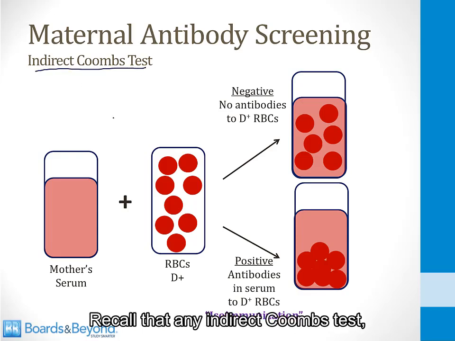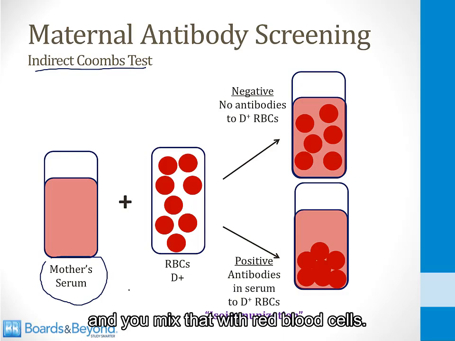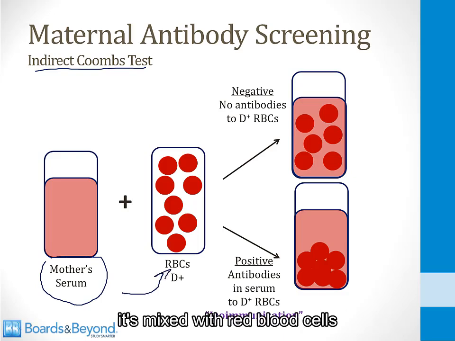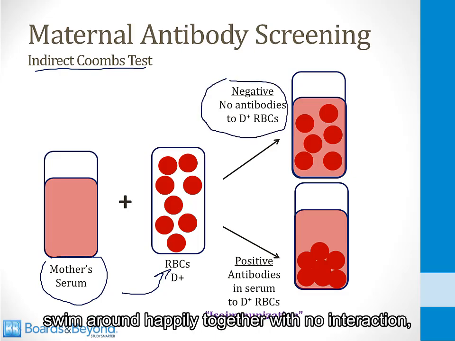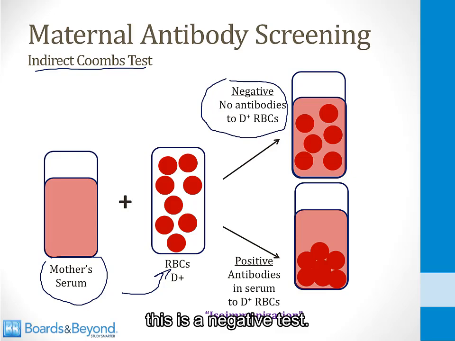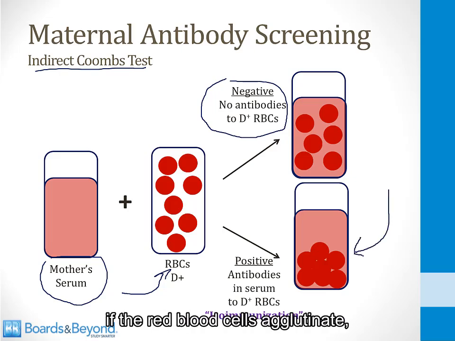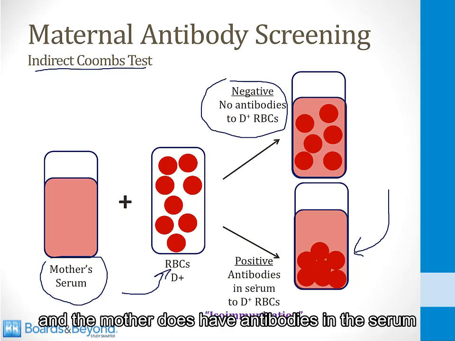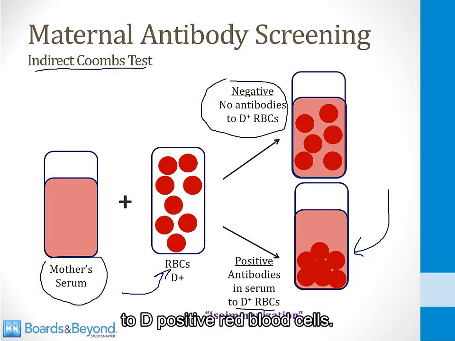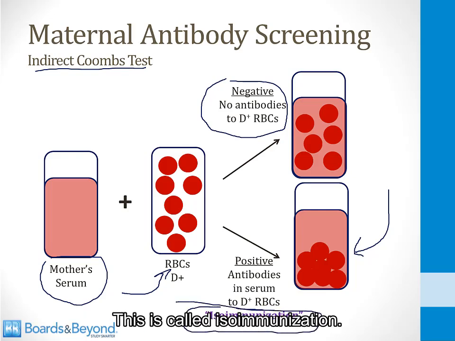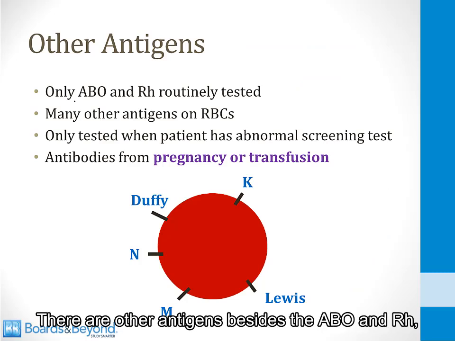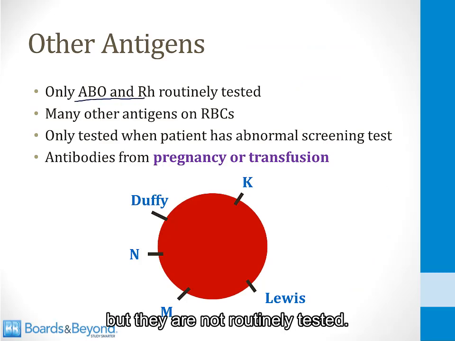Recall that in the indirect Coombs test, you begin with the patient's serum, in this case the mother's serum, and you mix that with red blood cells, and in this case it's mixed with red blood cells that are D positive. If the mother's serum and the red cells swim around happily together with no interaction, this is a negative test, and it means there are no antibodies in the maternal serum to D positive red blood cells. On the other hand, if the red blood cells agglutinate, this means it's a positive test, and the mother does have antibodies in the serum to D positive red blood cells. This is called isoimmunization.